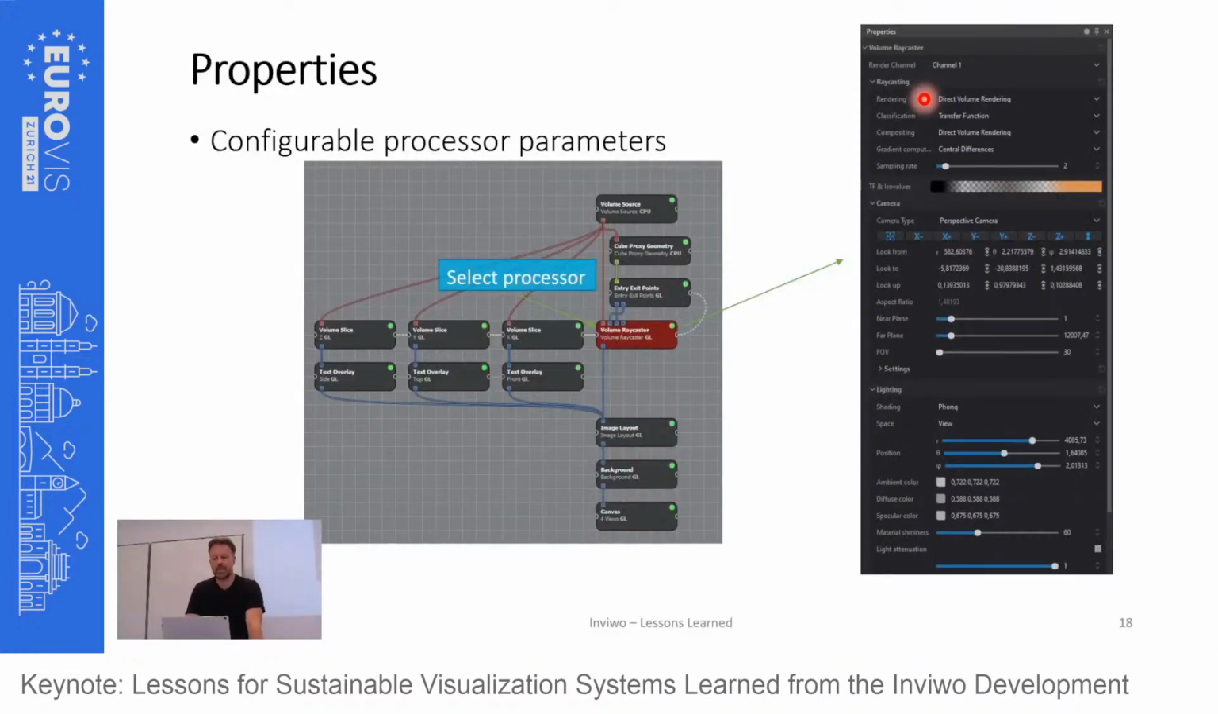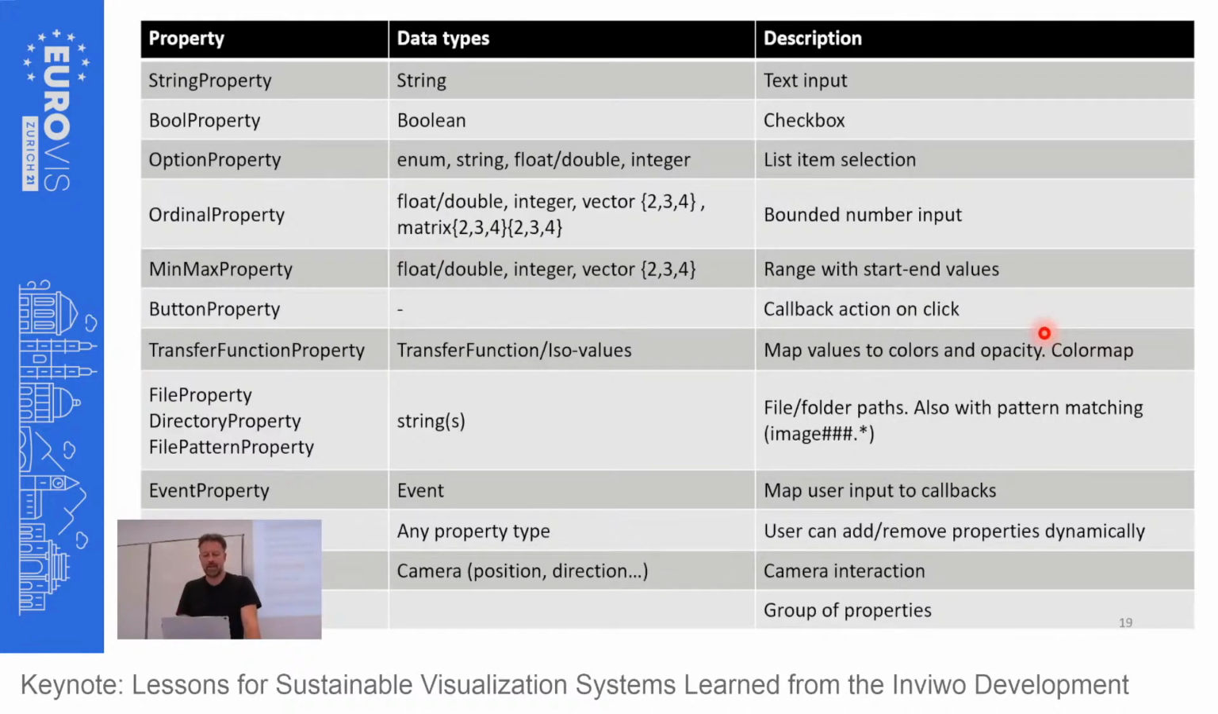With the properties, we have abstracted them in several ways. First of all, we of course reuse certain property types which can be used in certain processors. I would say this is a more basic level of abstraction. When you select a processor, you see all the properties associated with it. We have defined these properties, as you find in many, not only visualization systems, as a common set of properties you might need: a string, bool, event properties, min and max for a range, and things like this.